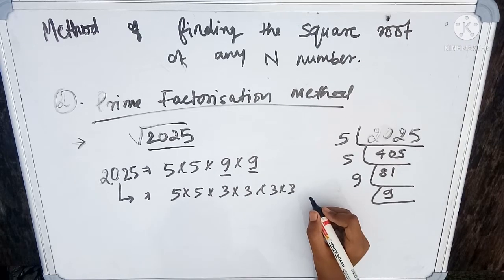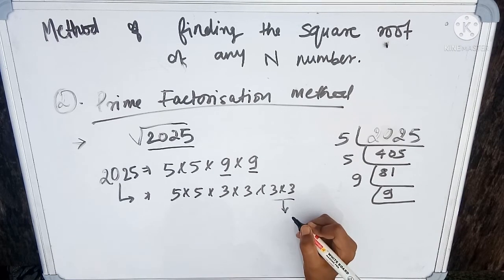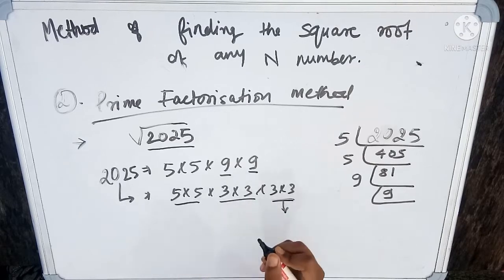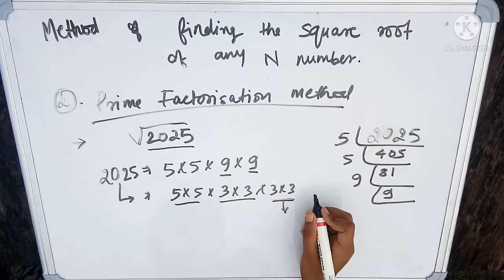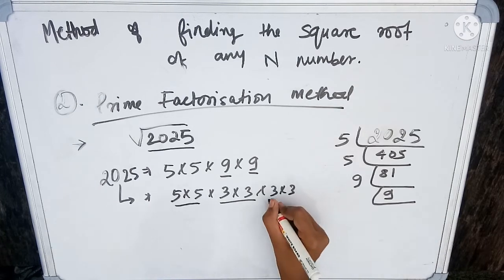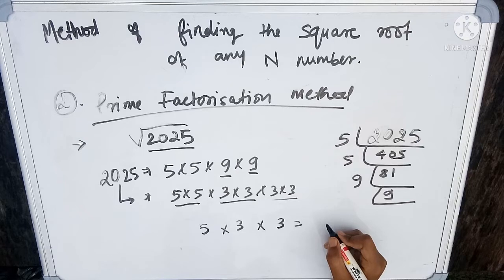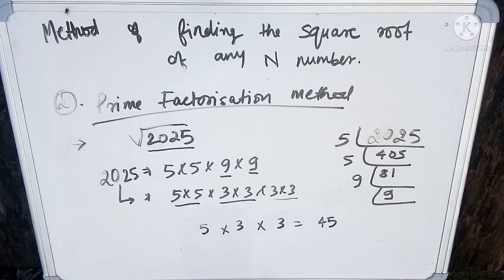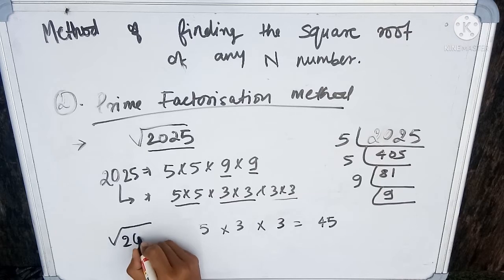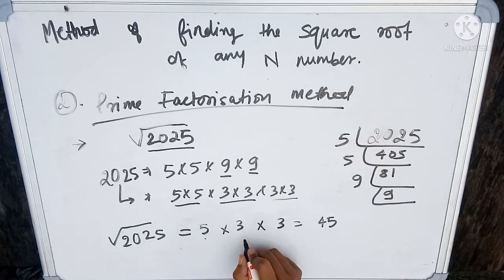Now the next step says that we have to count one number for every pair of primes we have. So here we have 2 pairs of prime numbers, 5 multiplied by 5 and 3 multiplied by 3. Now the next step says that from each pair of prime numbers we have to take one number. Like here, from 5 multiplied by 5 we will take 5, and from 3 multiplied by 3 we take only 1 three, and here also we take only 1 three. Now the next step is to take the product of all these numbers to get the root of the given number. So here it will come 45. So we can say that the square root of 2025 is equal to 5 multiplied by 3 multiplied by 3.